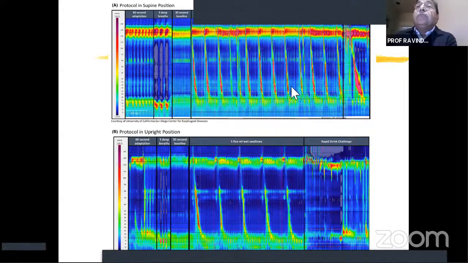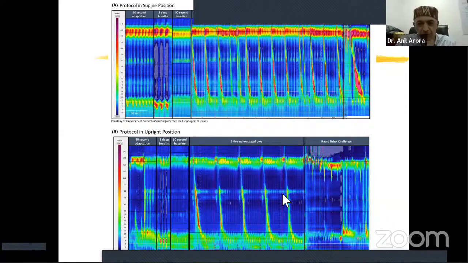So you do 10 swallows, then you do some rapid swallows. You guys can hear me, right? Yeah, we can hear you.